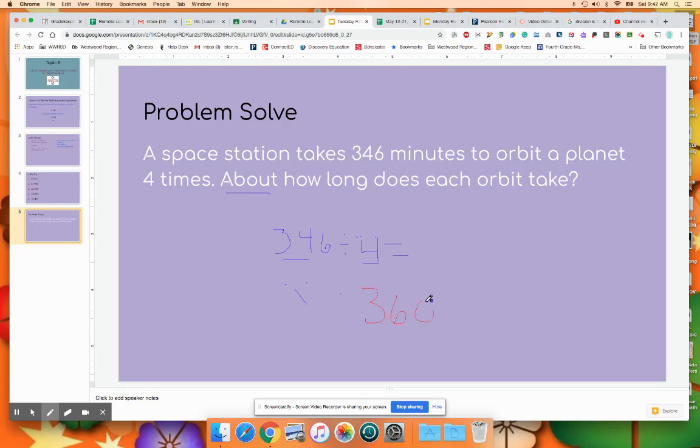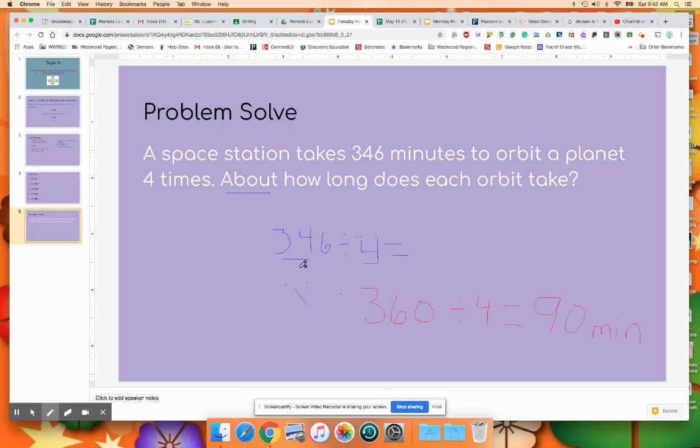360 divided by 4. So 36 divided by 4. Uh-oh, the wheels are really coming off. 36 divided by 4 gives you 9 and a 0. So 90 minutes, an hour and a half.